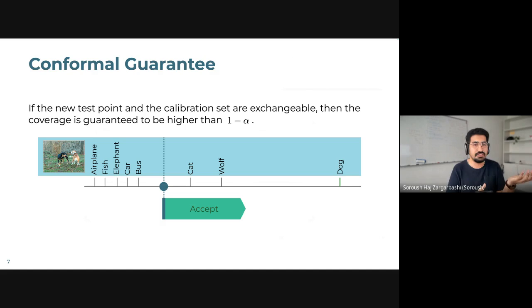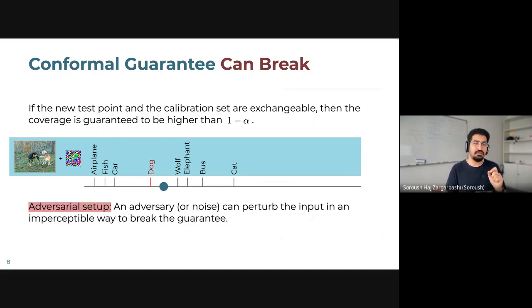I have a prediction set, which basically is cat, wolf, and dog, because those prediction results passed this acceptance threshold, which was basically the alpha quantile of my calibration points. And now an adversary can add a noise to it. And in the adversarial setup, they can move this score for the true label below this acceptance threshold on the left side. So then if I can break each data point, then I can break the guarantee also the same way.